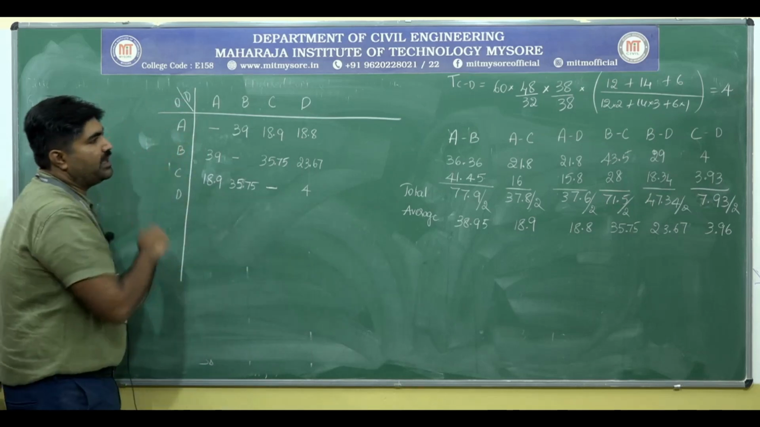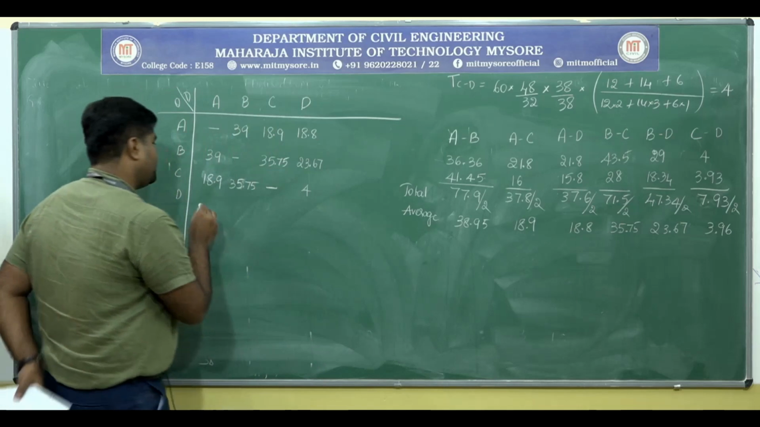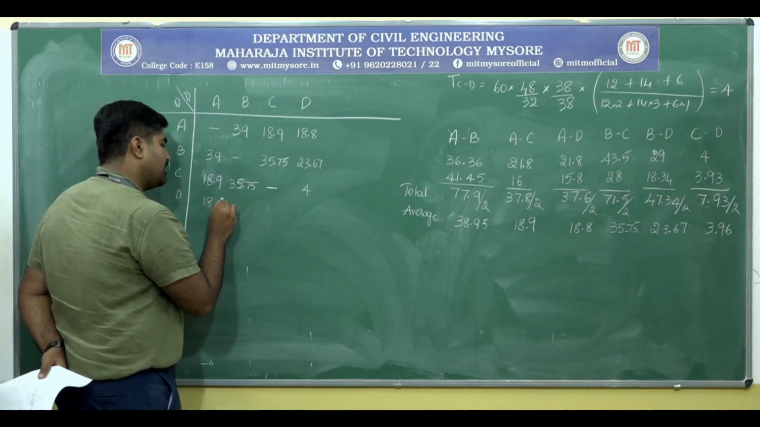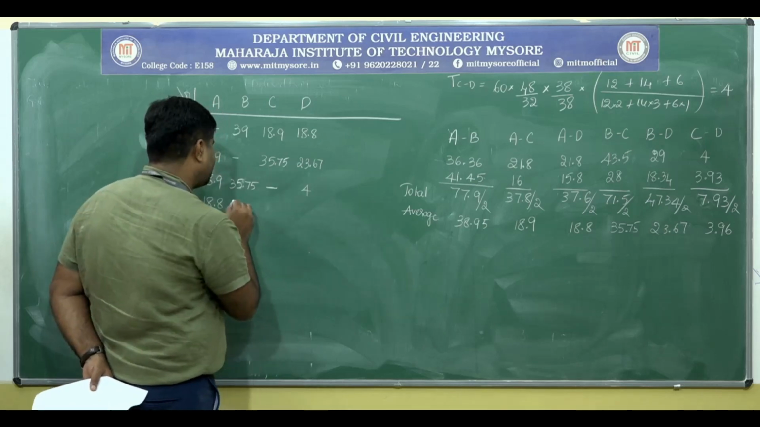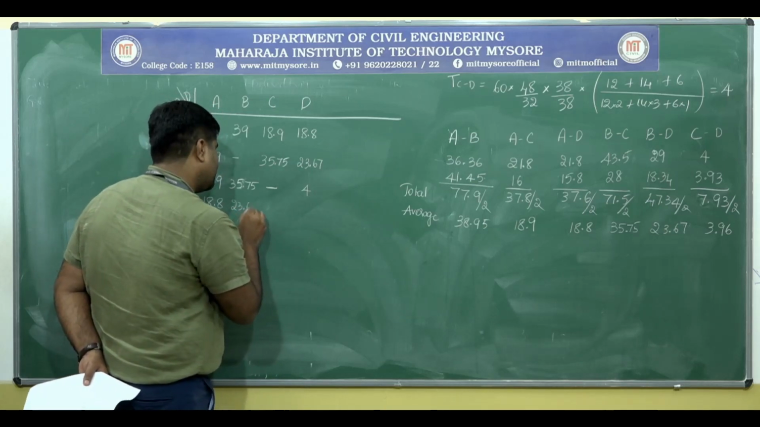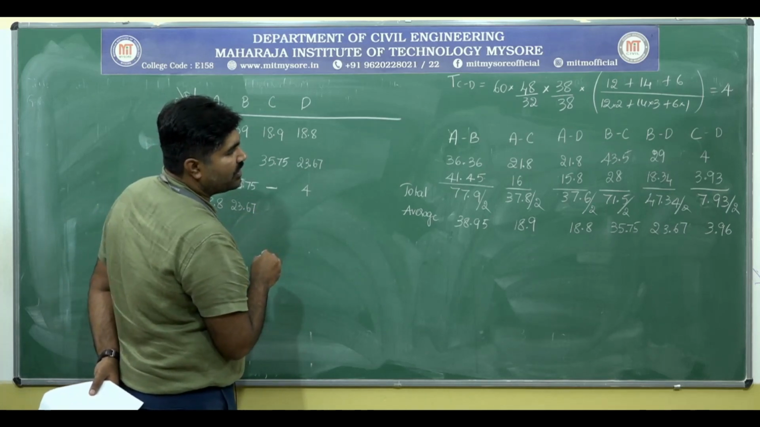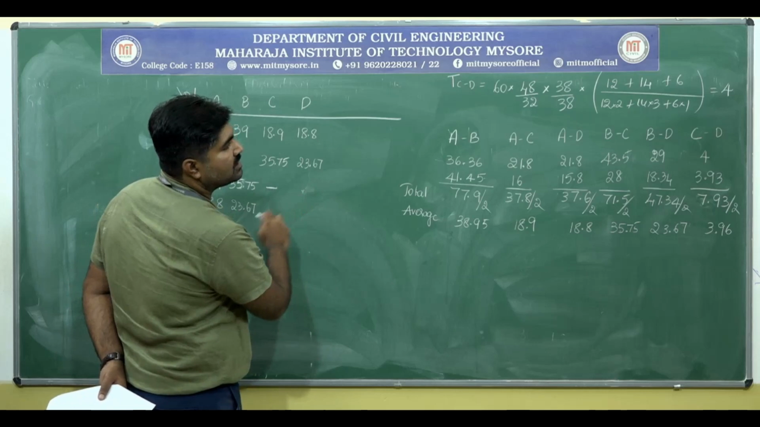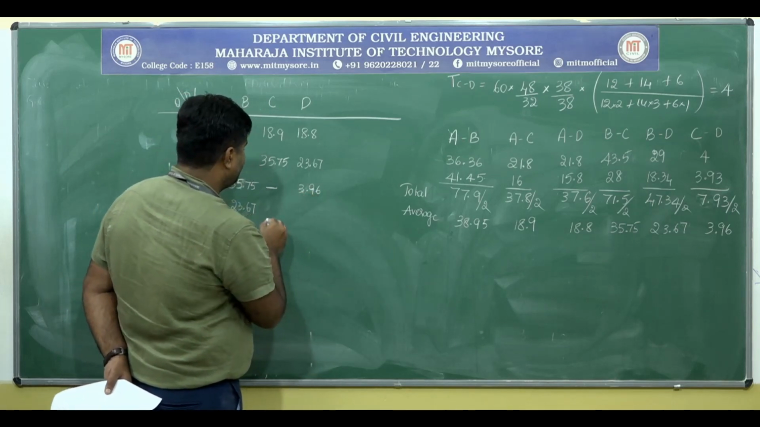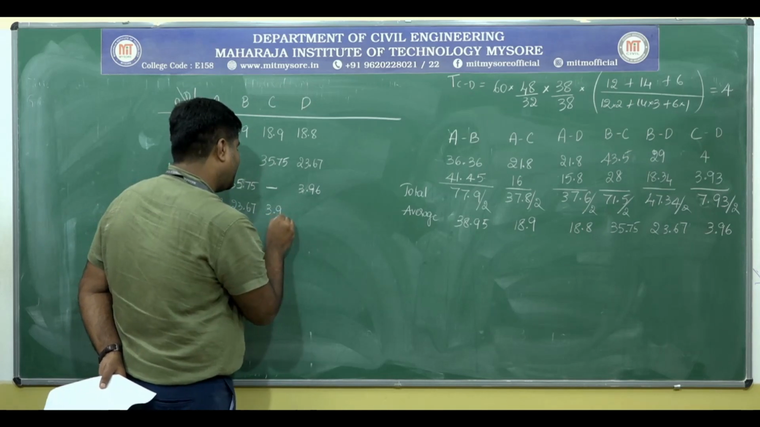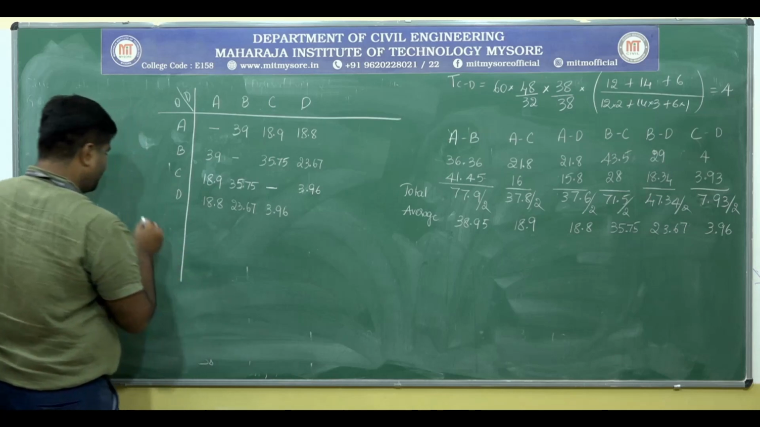Next, D to A, it is the same as A to D, 18.8. D to B, 23.67. Next, D to C, you will get 3.96.